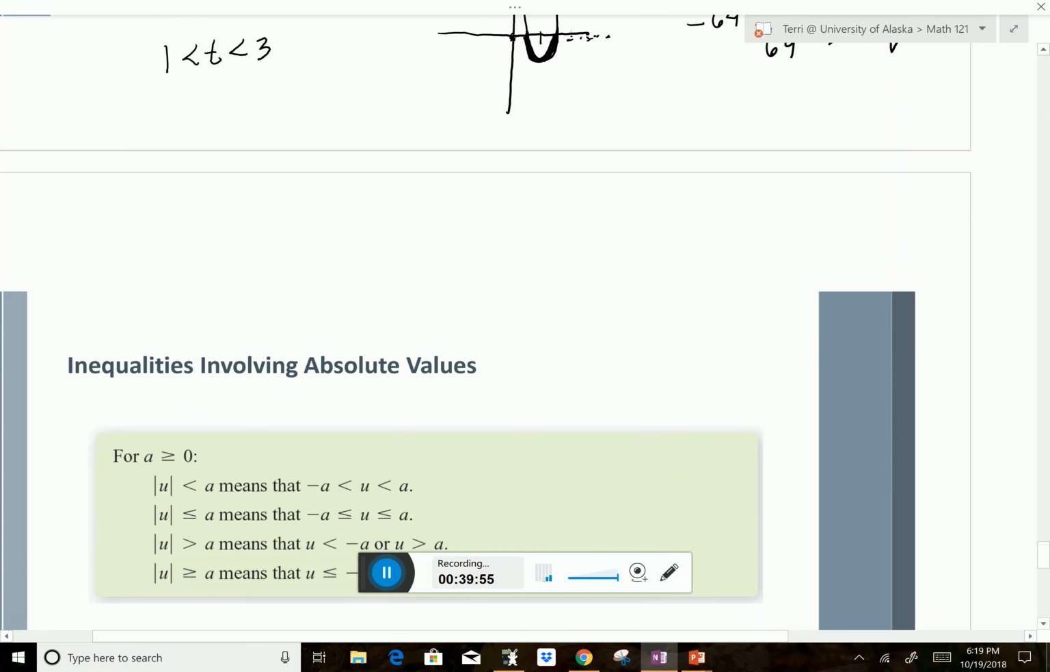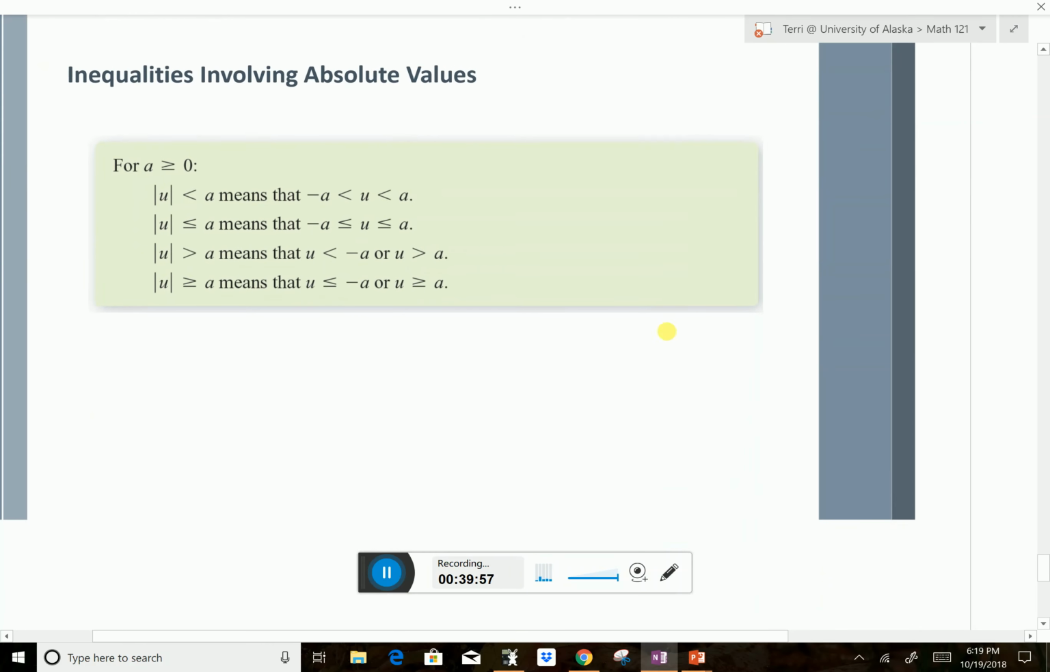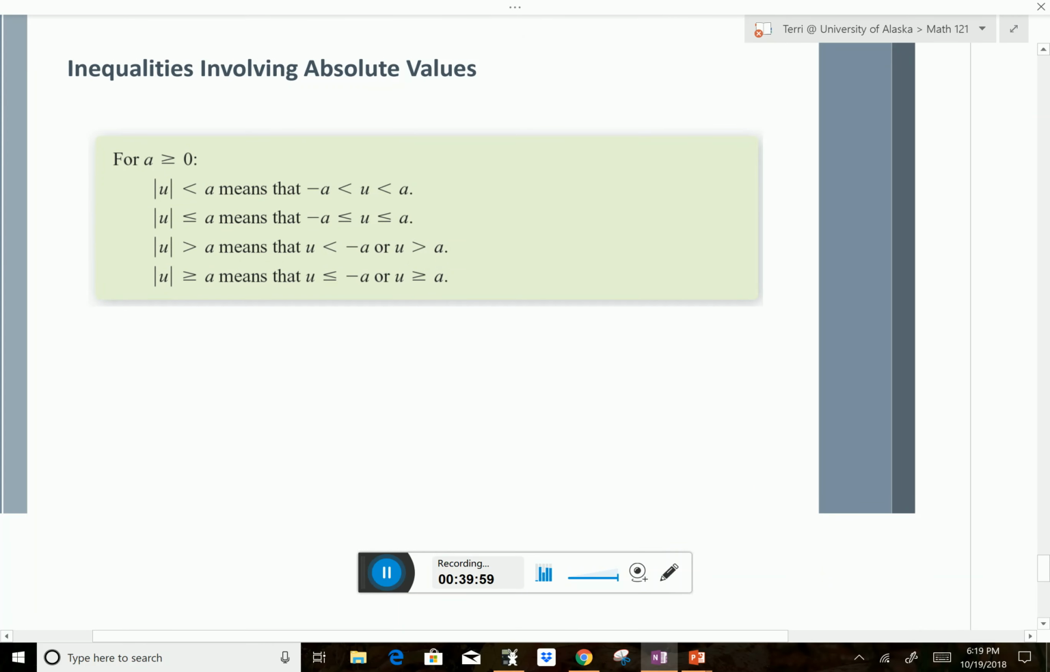Let's look at the next ones. So let's talk about inequalities with absolute values. Now these guys can get a little bit strange. So I want you to remember a few things.